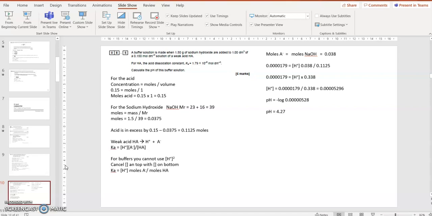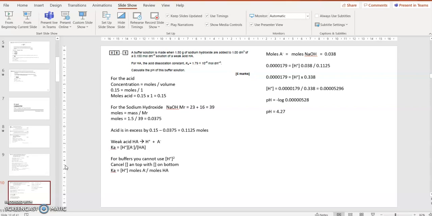So how do I resolve that? Well, the moles of HA is the moles of acid that's left over, which was 0.1125. So I'm very nearly there now. I've got my Ka, 0.000179, equals H plus concentration. The only thing I'm missing is my moles of A minus. Now the moles of A minus equals the moles of sodium hydroxide, which was 0.0375 at the start.